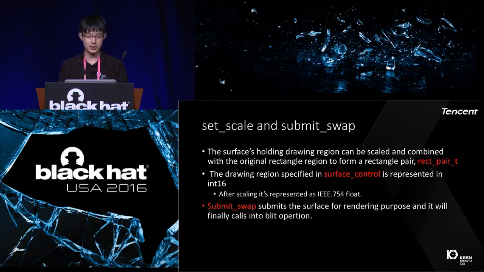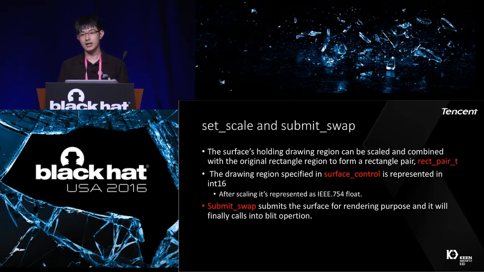And the surface holding joint region can be scaled with the original rectangle region to form a rectangle pair. In the IOAccelerator surface, it is contained in a structure named rectangle pair T. An interesting observation is that originally we supply the surface rectangle size in the int16 integer format, but after set scale is called, and when we call surface control, this rectangle is transformed to a representation in the IEEE 754 format, which is a float number.